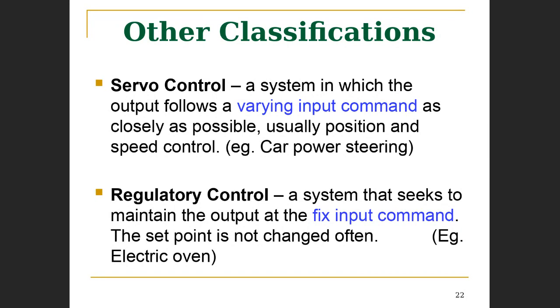On the other hand, we have regulatory control. In this case, the fixed point, or should I say the set point, is fixed, and so the system will seek to maintain the control variable at this fixed set point. For example, with your electric oven, you're baking a cake, you set the temperature, maybe 120 degrees Celsius. During the baking process, you will not be moving that temperature gauge. It will stay at that point for the duration of the baking process. And so it's a regulatory process, all right?